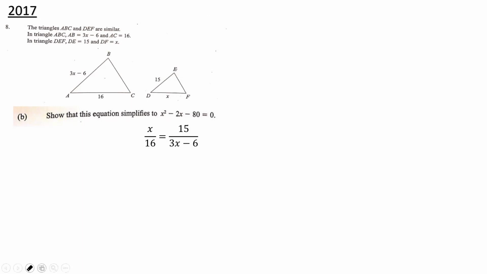And what can we do? Well, a good thing we could do here is definitely cross multiply. So we have 16 times 15 equals x times 3x minus 6. So let's multiply them.